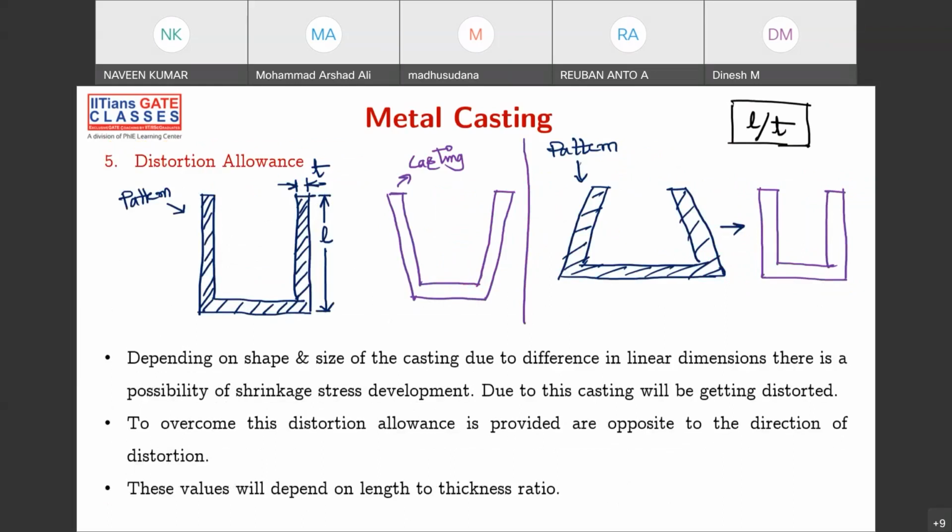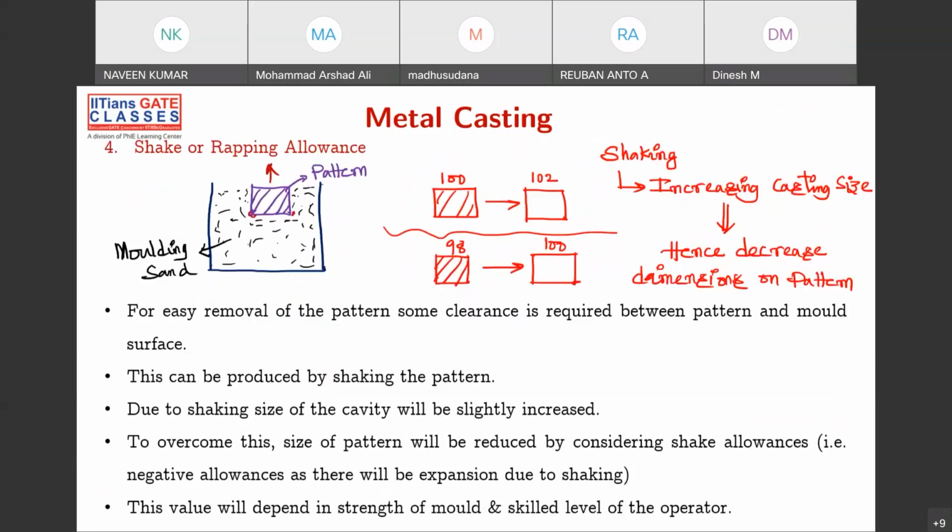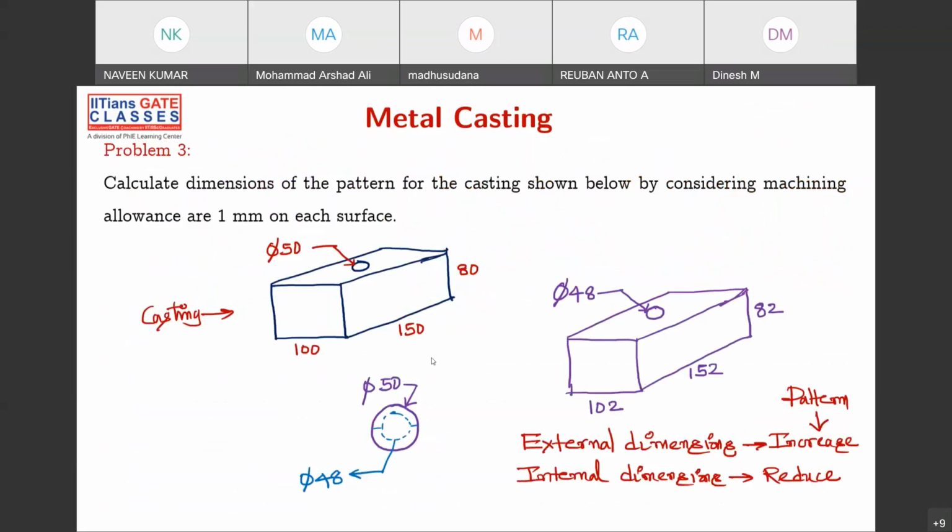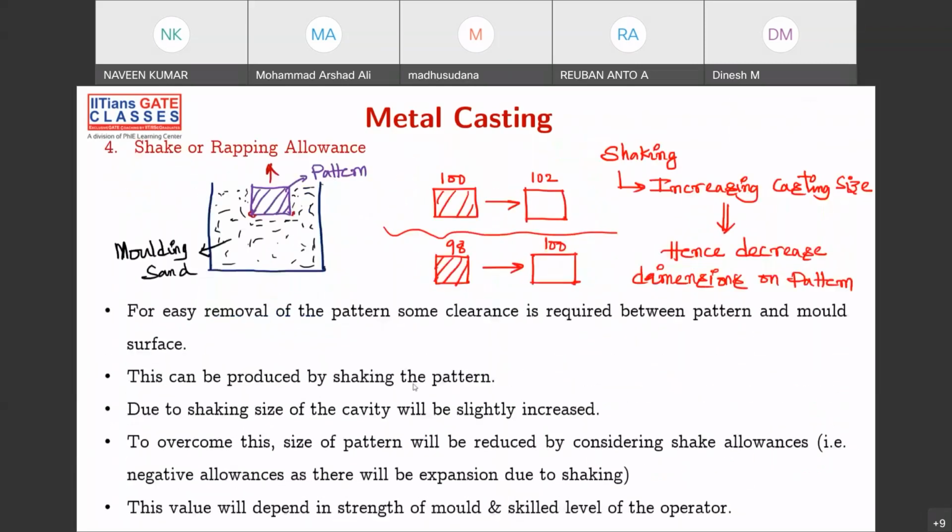So what is zero allowance? Satish, I didn't get you. Zero allowance is what? You are saying here you have to provide the zero allowance? That's what you are saying? Oh, you are talking about shaking. We are still at shaking. Okay.